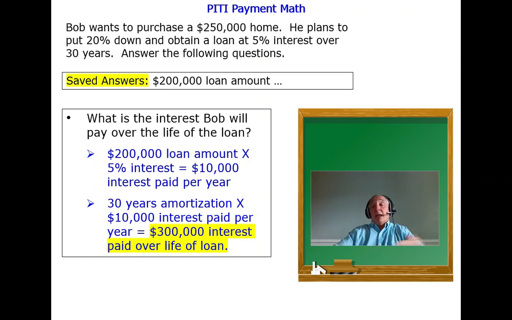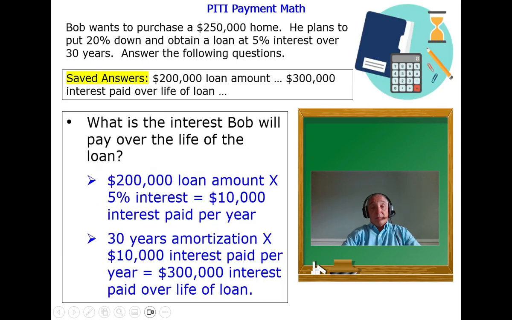But that's not the total amount he's paying. Remember, he's paying $200,000 back plus $300,000 in interest, so the total amount would be $500,000. But we're going to keep that $300,000 in interest, because we're still doing the amortization. So what is the interest Bob will pay? We broke that down. We've got the 10,000 and the 300,000. That's how you do it.